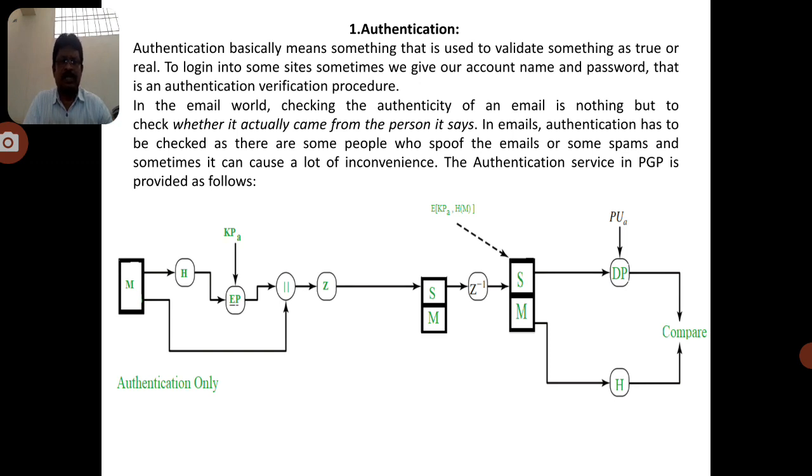Here the hash function is applied. We already know the hash doesn't have any key. So that's why hash is directly applied to the message M, and that is applied to the public key encryption with the private key of the sender, that is the KRA. So the KRA denotes the private key of user A, that is the sender. After encryption, both the authentication and message are concatenated with the message M, and finally we can apply the Z algorithm.